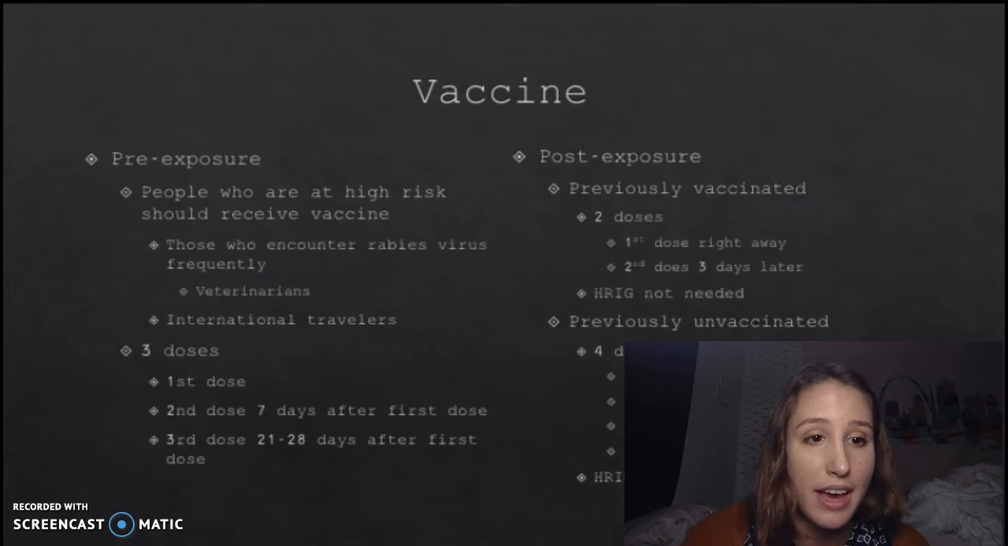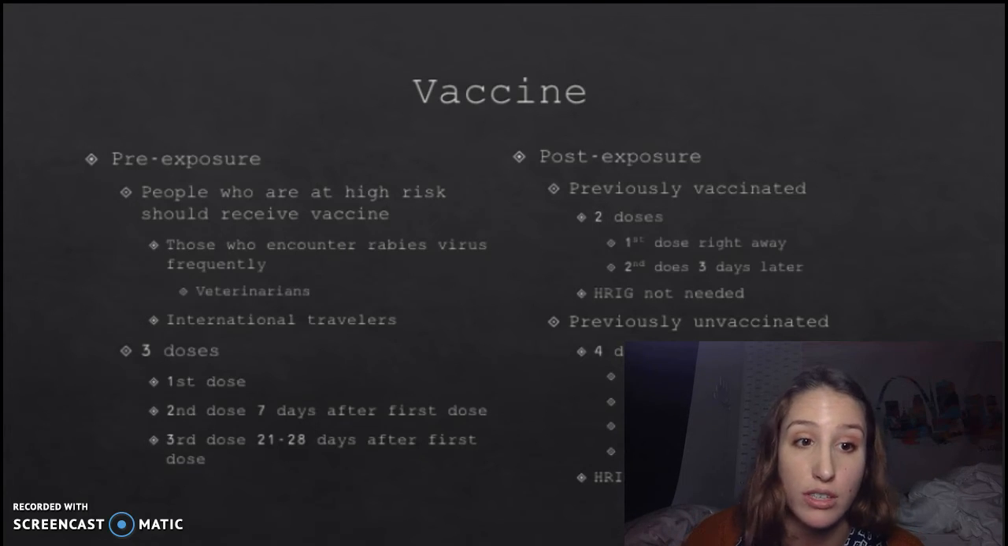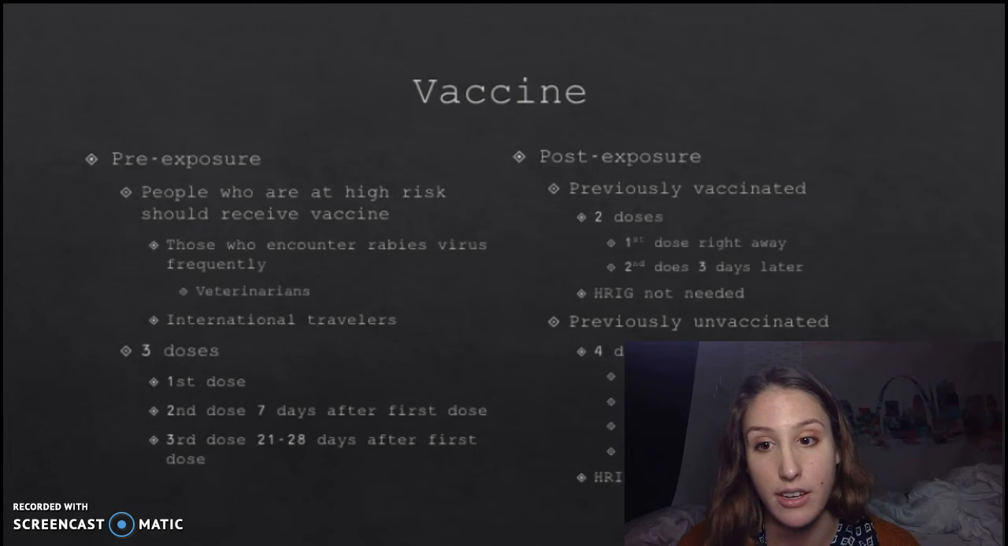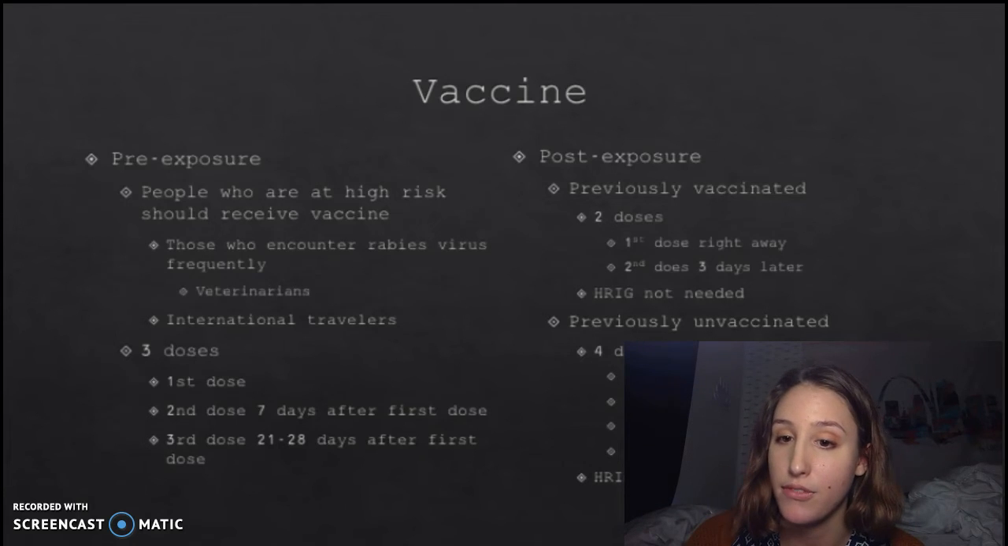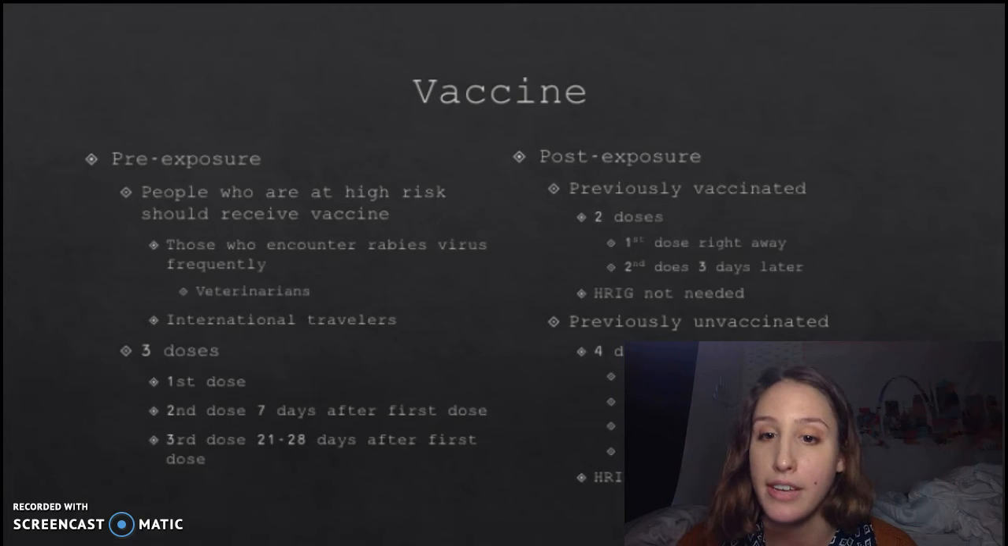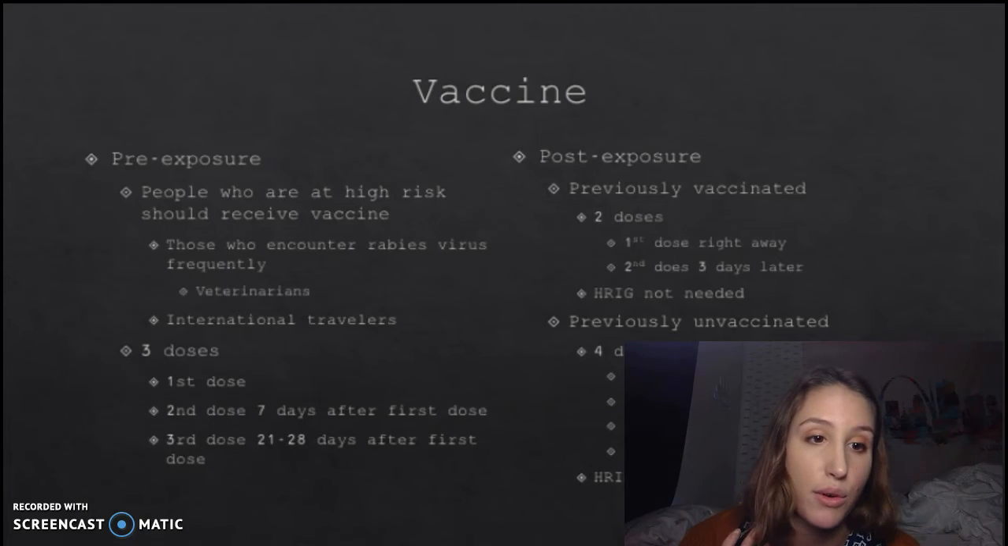But if you have not had the vaccine previously, you must receive 4 doses. First one, like I said, immediately. Second one, 3 days after the first dose. And then 4 days later, get the third. And then 1 week later, get the fourth. And then you also must receive the human rabies immune globulin.